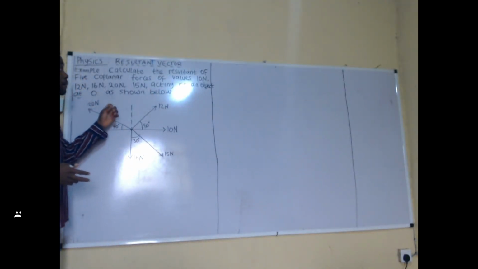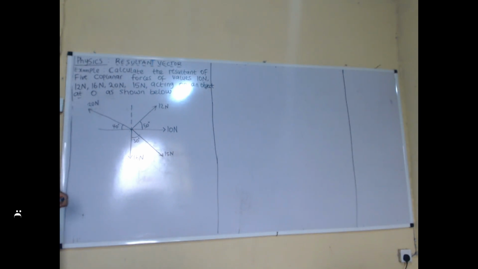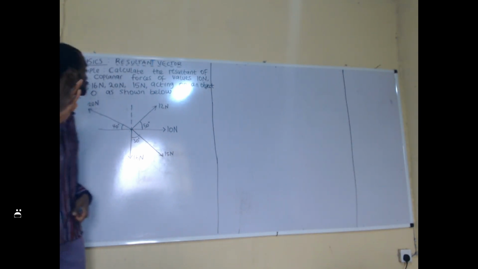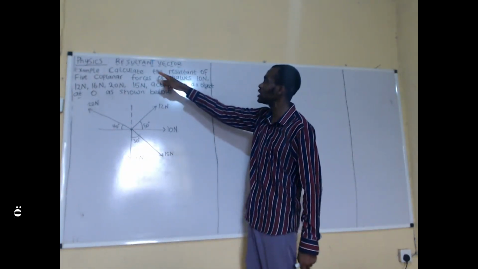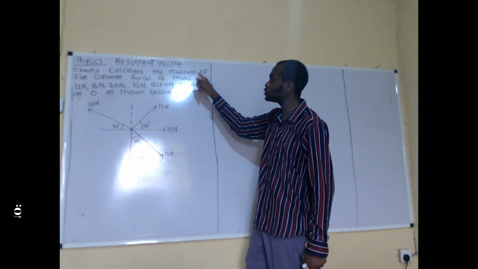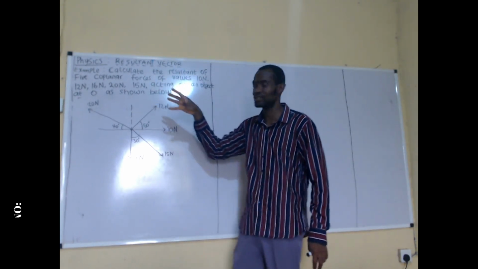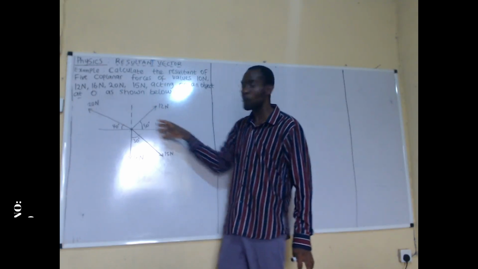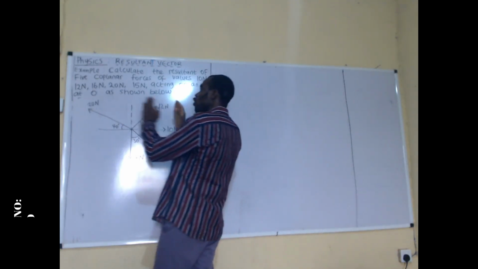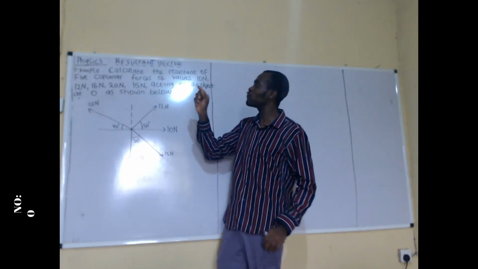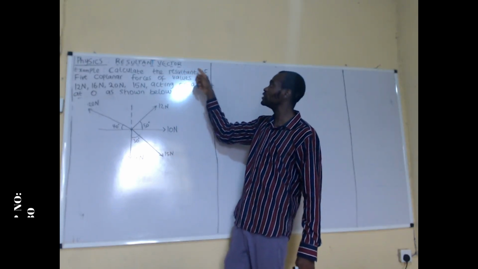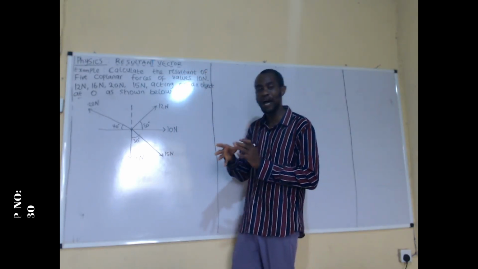In this example, we have 5 forces, 5 vectors acting at a point, and we are asked to calculate the resultant of these 5 forces. These 5 forces are coplanar forces. They are all on this plane of the board. We are asked to find or calculate the resultant of these 5 forces.